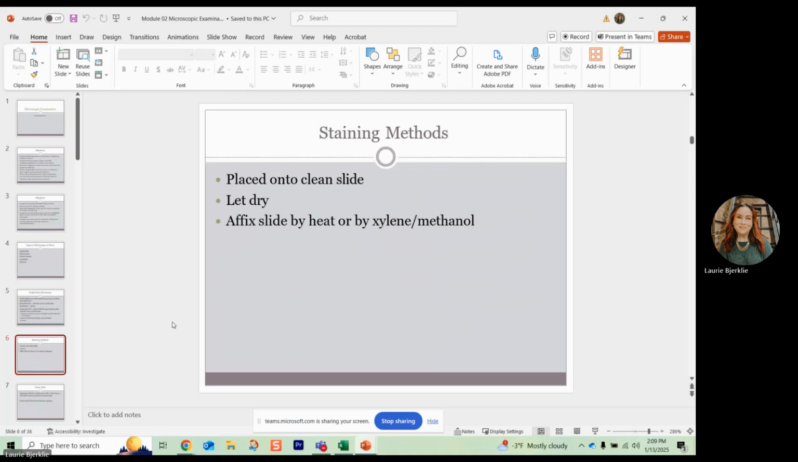So in our lab, we're going to use heat. We're not going to really play with xylene or anything like that, although that is a great fixative, and I've used that in the real world. But in our micro student lab, we'll fix by heat, and so you'll learn to do that.